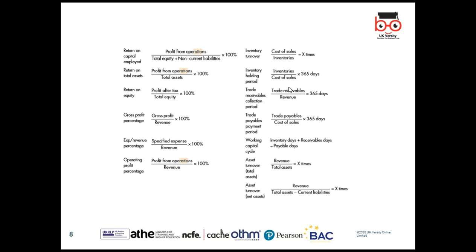Trade receivables: how many days we take to receive money from debtors, how many days we take to pay suppliers. Inventory days plus receivable days minus payable days is called the working cycle. How long is our working cycle? Then revenue divided by total asset. These are the different ratios. We don't need to really calculate all of them. We need to think about what decision we are making, and which ratio is more appropriate for us.